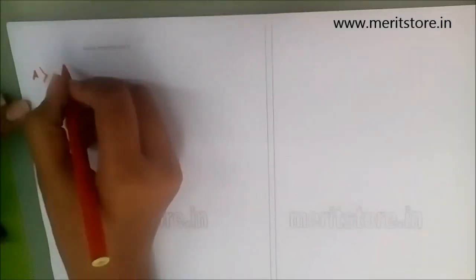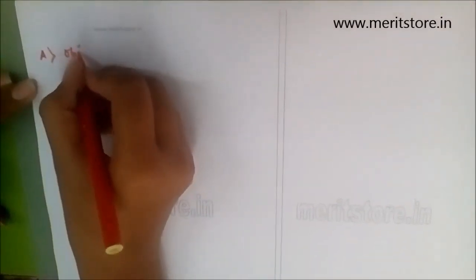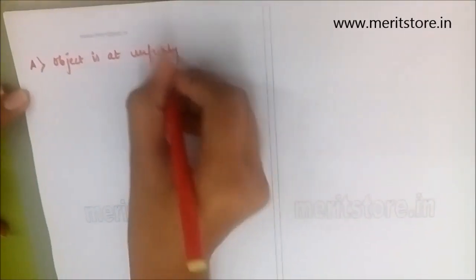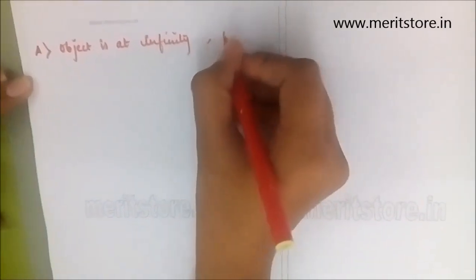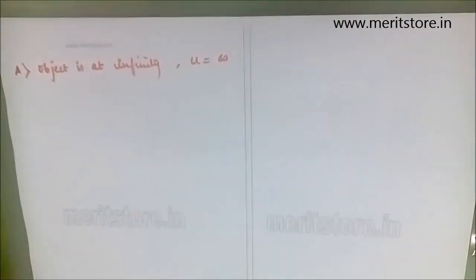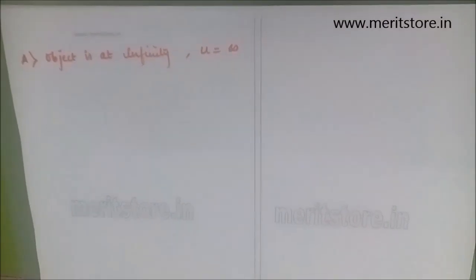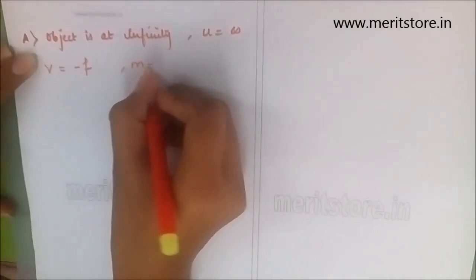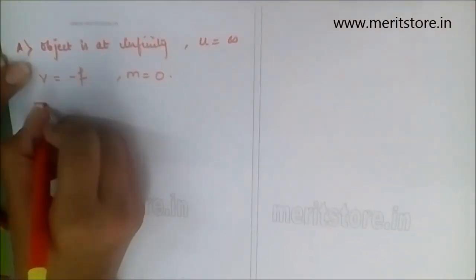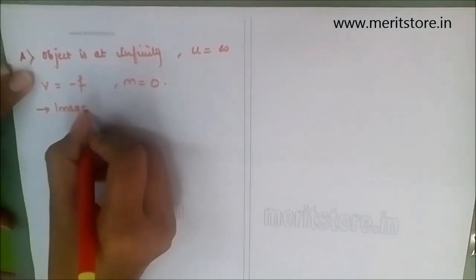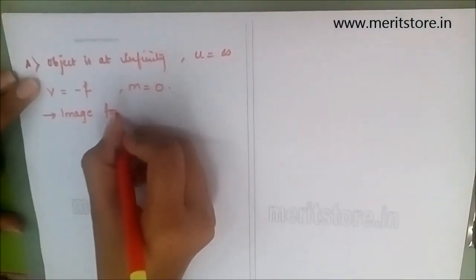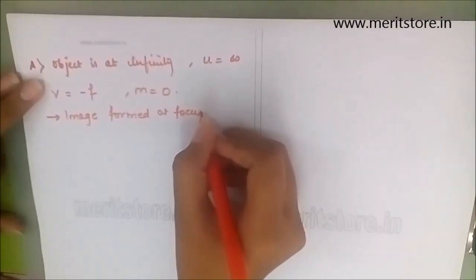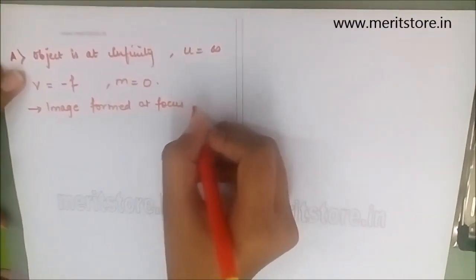First case, if the object is at infinity, that is u is equal to infinity, then v is minus f and m is equal to 0. Thus the image is formed at the focus and is very small in dimensions.